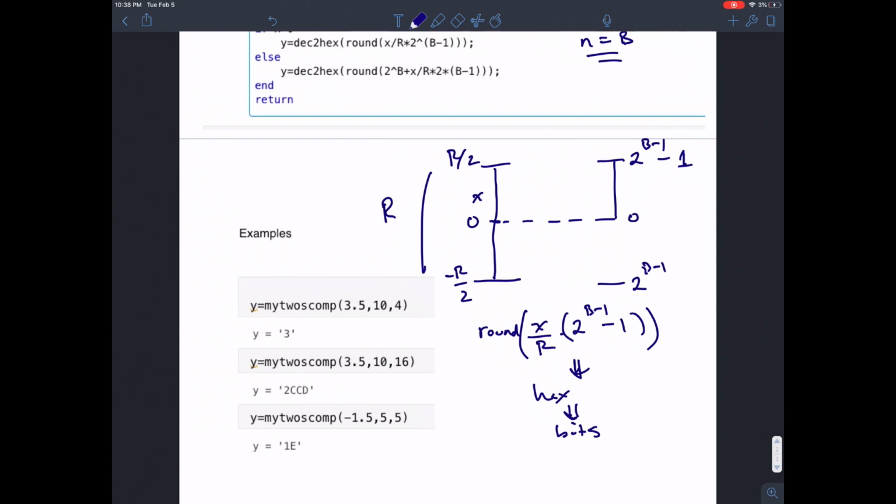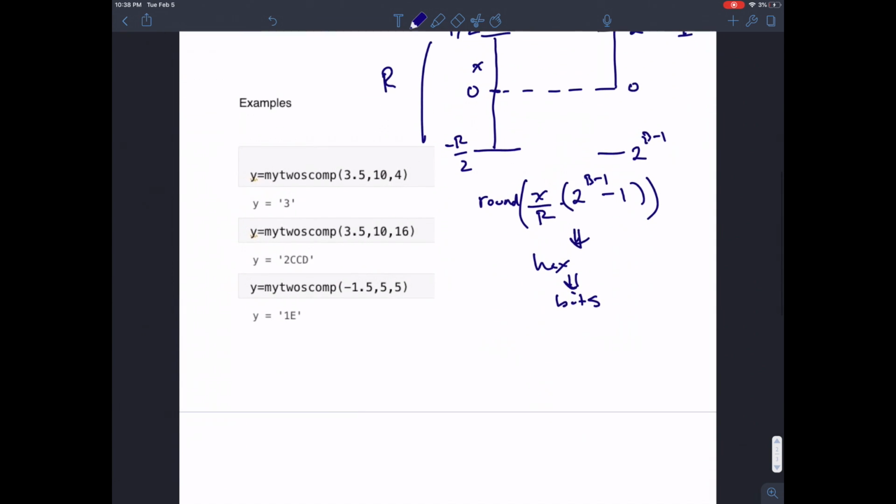So what about negative numbers? Negative numbers simply have subtraction already built into them. If the number is negative, you take 2 to the b, and then you add in the same kind of scaling. So x is a negative number, so this would actually be a subtraction here. So 2 to the b plus a negative x, you scale that by r, and you multiply that by 2 to the b minus 1. When you do that addition, you get a number, and then you simply round that off. So there are two different cases: one when x is positive, one when x is negative.